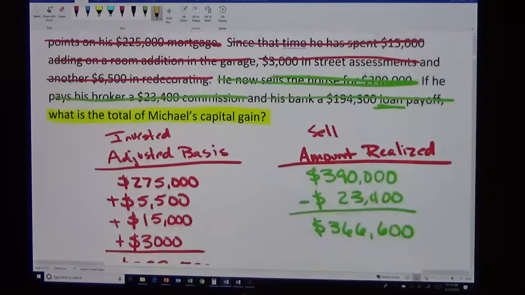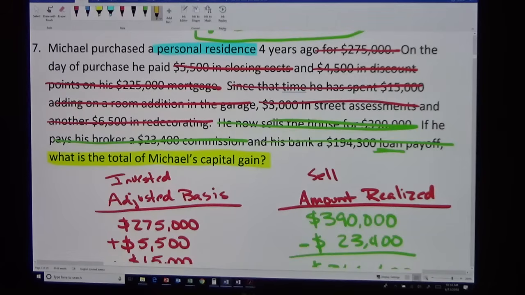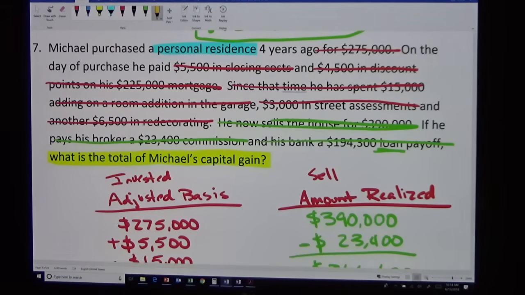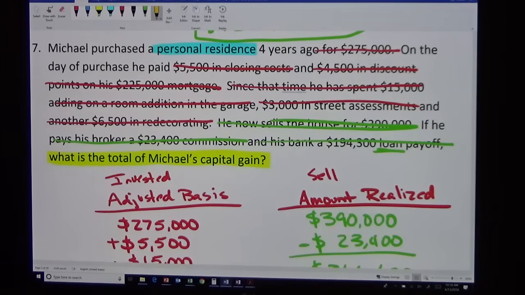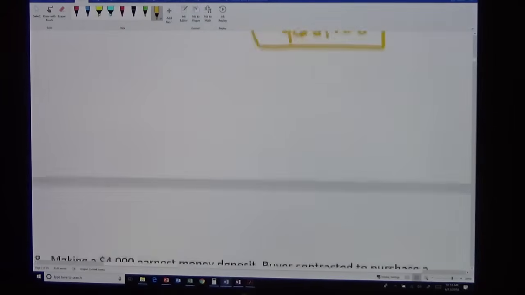Now, we could go further than that if they had asked us, for example, how much was the capital gains tax? Well, the answer would be 0, because that personal residence thing from the first line would tell us that he would not owe capital gains on the first $250,000. But they didn't ask us for that, so total capital gain is $68,100.